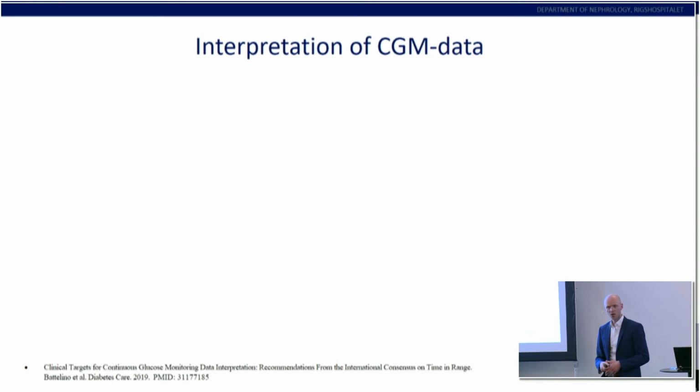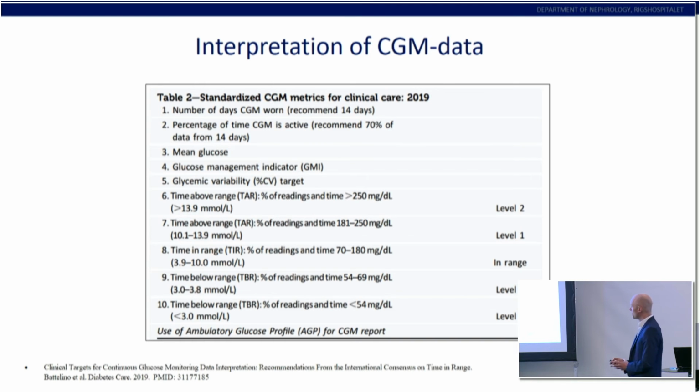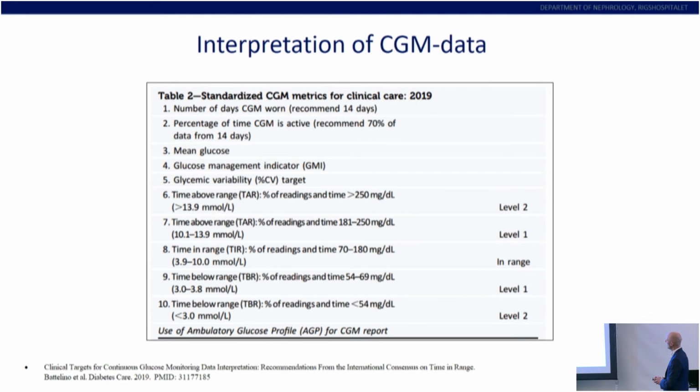All right, so how do you interpret CGM data? When I started, it was a bit confusing. There were a lot of different metrics, but fortunately some simplified guidelines were published, which I will show you. These are from Diabetes Care, and what they recommend is that you get 14 days of CGM readings in order to describe HbA1c and other things you may want to do research on.